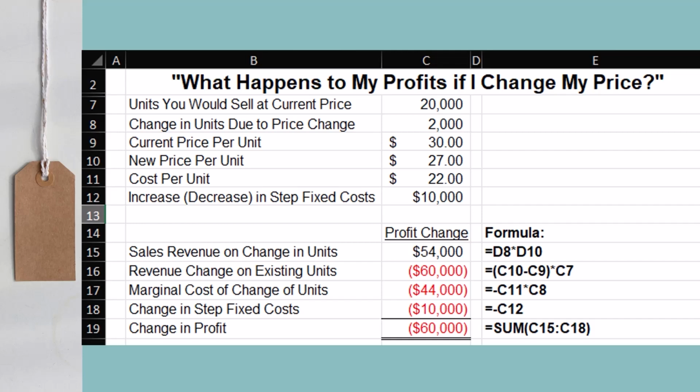Cannibalization can occur even when you quote unique prices to each customer. Customers talk to each other. A customer who receives a good price one time will want that price the next time. It's hard to increase prices once a customer anchors on a lower price. The marginal cost increase from the change in units is the 2,000 unit sales increase times the $22 cost per unit. This equals $44,000. The last component is the increase in step costs. The total of all the components and the change of marginal contribution is minus $60,000.